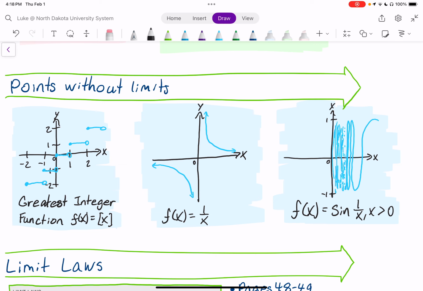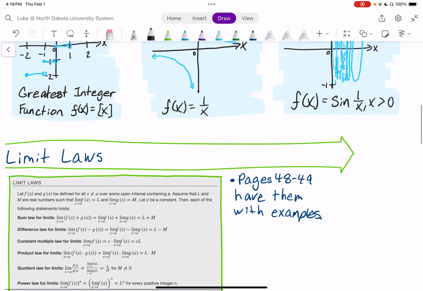Okay, in the middle, we have f of x equals 1 over x. At 0, there's going to be no limit because y is approaching negative infinity from one side and positive infinity from the other. And so they're not only not approaching the same value, but they're also approaching infinity, which does not have a limit. And then on the right, we have f of x equals sine 1 over x for all x greater than 0. This one is not going to have a limit because the y value oscillates without bounds, so there's no limit being approached there.